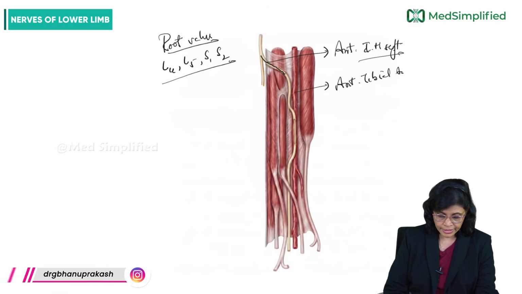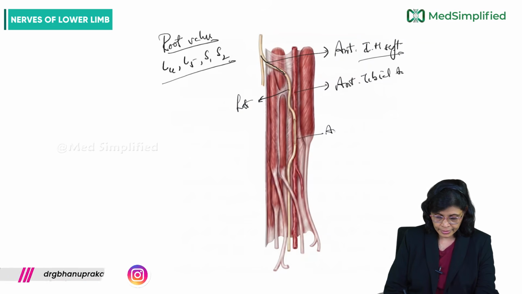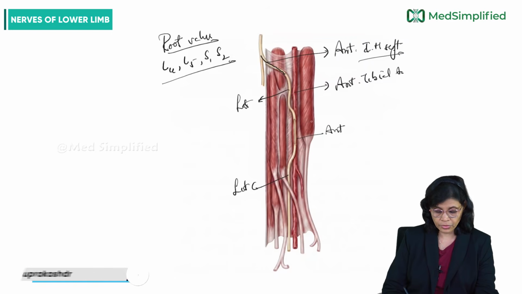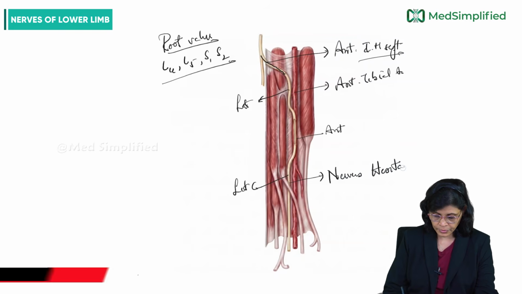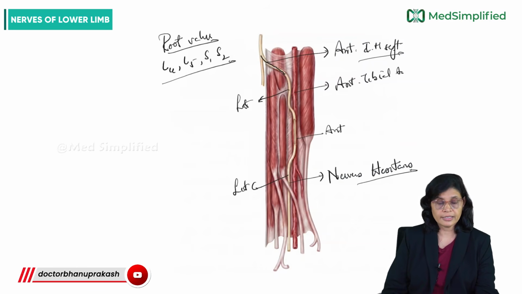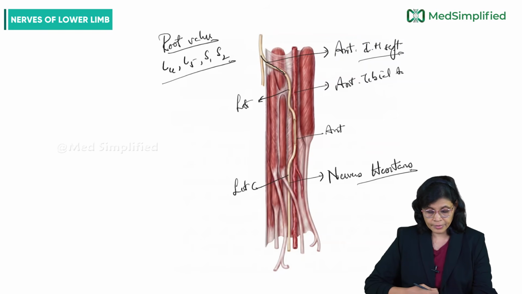Initially, in the upper one-third, it lies lateral to the artery. Then in the middle one-third, it becomes anterior. Then again in the lower part, it goes lateral. Because of this course of the nerve, we call it the nervus hesitans, because it hesitates to go over to the medial side. It is called nervus hesitans because it doesn't cross. It just goes anterior and again comes back lateral. It doesn't go to the medial side of the anterior tibial artery.